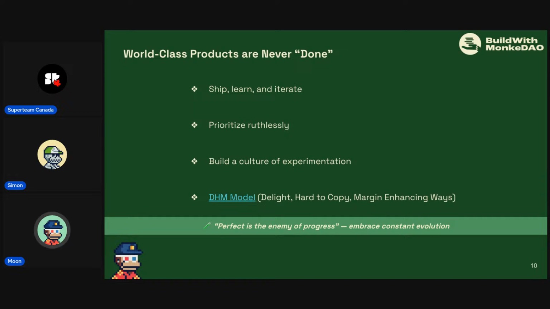One of the other things with great world-class products is that they're never done. There is no finish line to building an amazing product. You're always shipping, you're always learning, and you're always iterating. It's very important that as you're building these products, you keep that in mind. There's no need to solve every problem at the start. Problems evolve, problems change. The different solutions that you have to solve those problems also change.